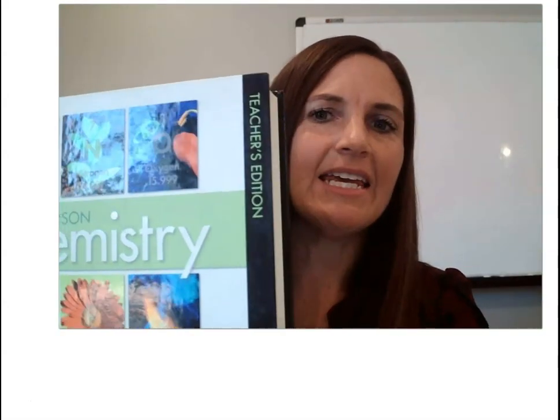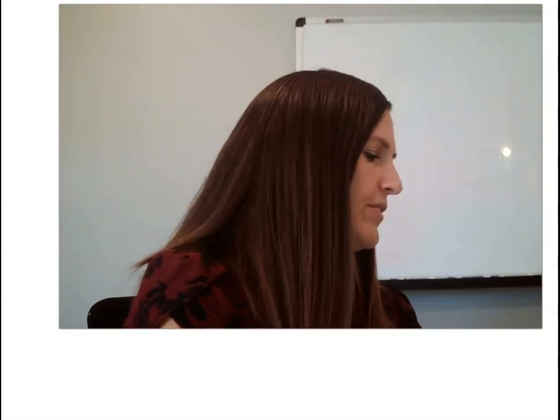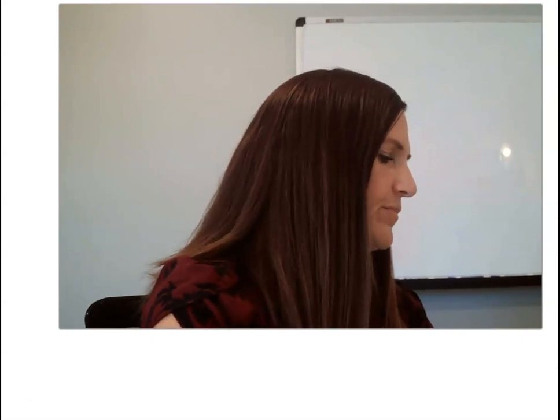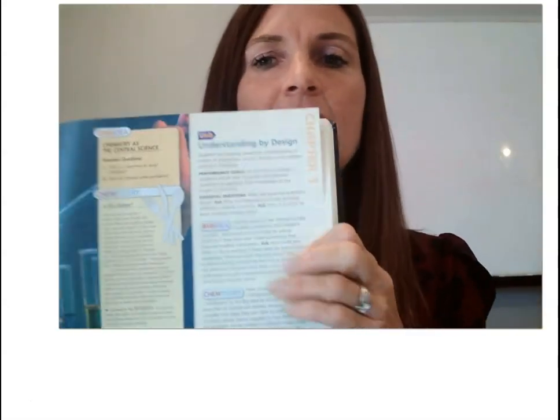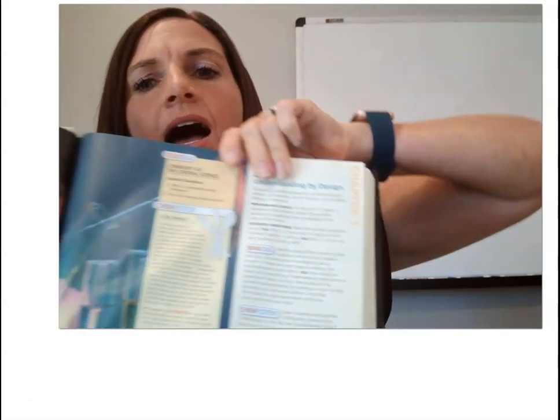And you'll notice in your book, this is your textbook right here, there are quite a few useful pieces of information. Obviously, I'm holding the teacher copy of the book, but one of the things that you'll notice is in the chapter opener, there will always be this big idea. The big idea revolves around this idea that there are certain things we must learn in chemistry. And in Chapter 1, the big thing that we are trying to learn is that chemistry is the central science.